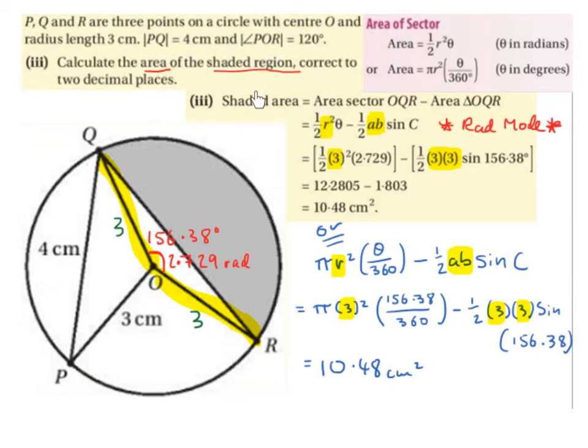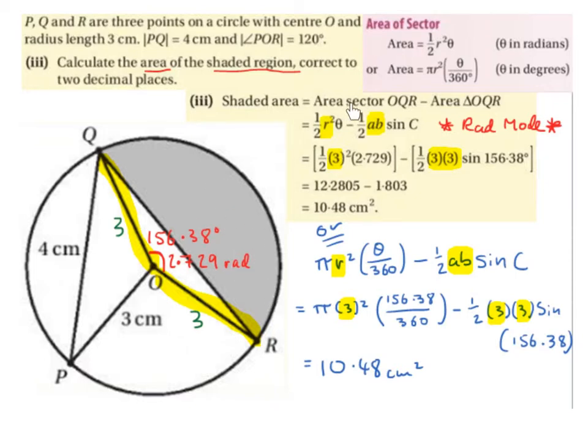So the shaded area is going to be the area of the sector OQR, this sector, minus the area of the triangle OQR. So if we get the area of this sector, and then we get the area of the triangle, and we take the area of the triangle away from the area of the sector, we'll be left with the area of the segment, which is the grey part, the shaded part.